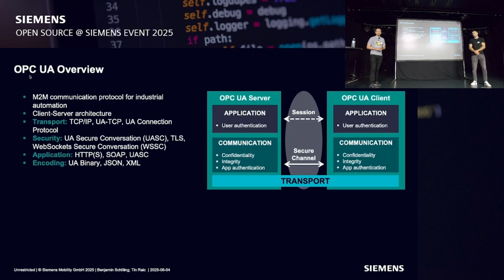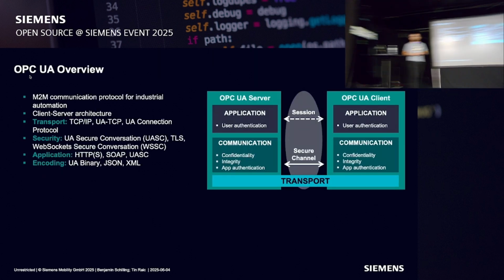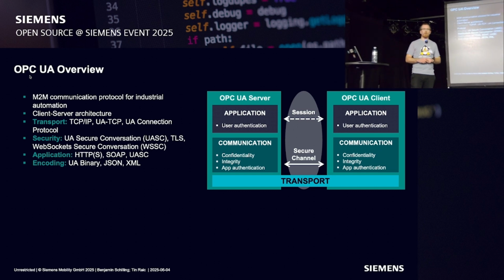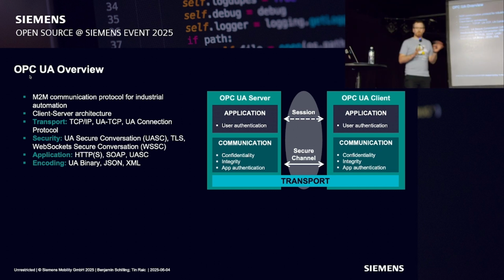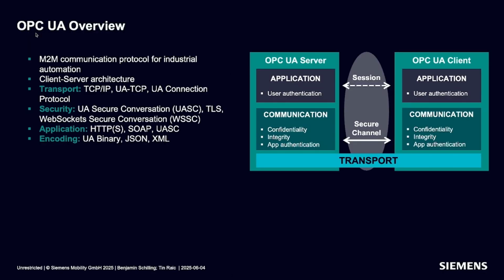So OPC UA is a machine-to-machine communication protocol for industrial automation. It features different architectures. The most common one, I would say, is the client-server architecture, where you have an OPC UA server that provides some values, and you have a client that connects to that server and gets some information from it. For today, we will be focusing mainly on the communication stack, because that's where we contributed parts to.